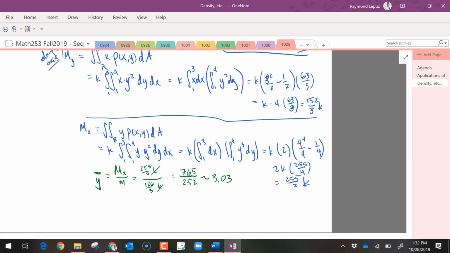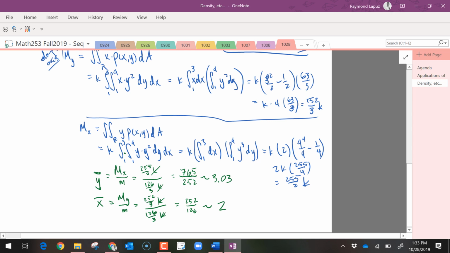All right, let's find x bar, which is My divided by little m. My, we got that first. That's 252 over 3 times k. And then little m again is 126 over 3. The k's again cancel. Oh, the 3's are actually going to cancel. So 252 over 126, which is approximately, what is it? Oh, just 2.